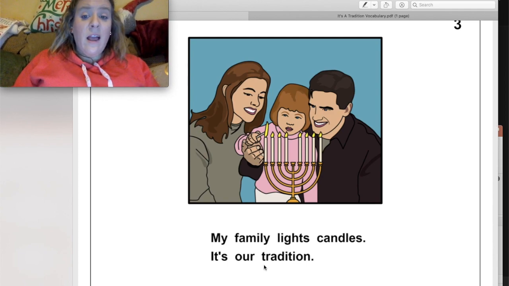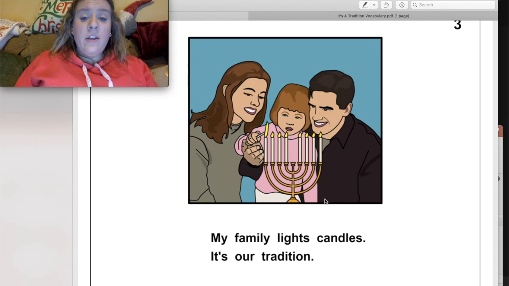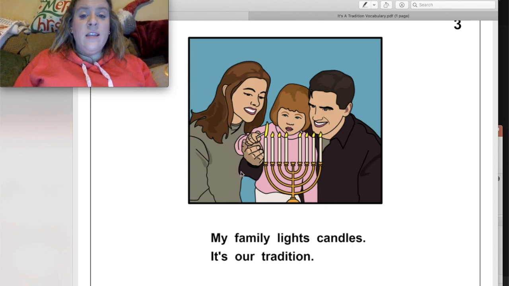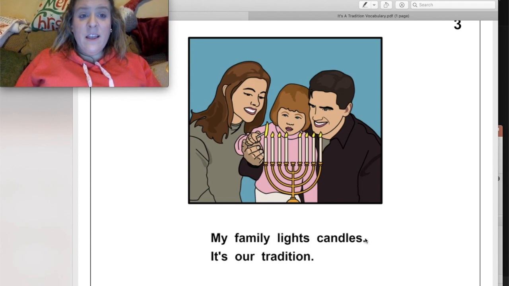My family lights candles. It's our tradition. Now, in the picture, we have talked about this holiday before. This is a menorah, which families will use to celebrate Hanukkah. They will light one candle, because remember, Hanukkah lasts 8 days. They will light one candle a night. So typically people who celebrate Hanukkah, a family tradition for them would be lighting candles.